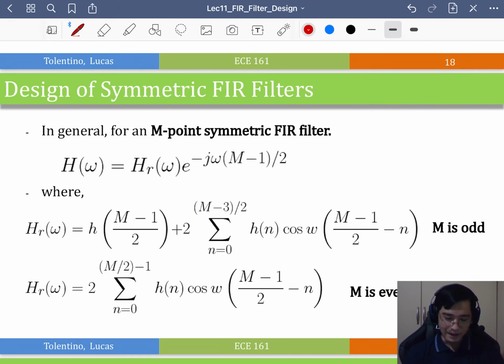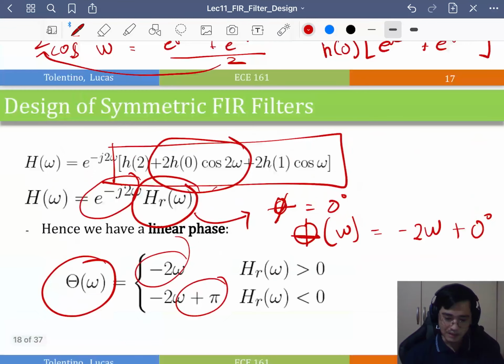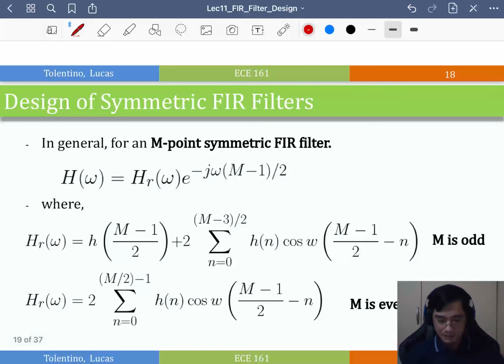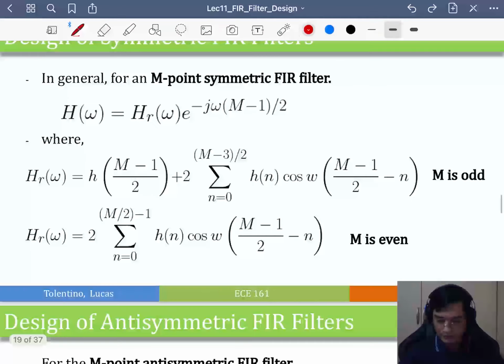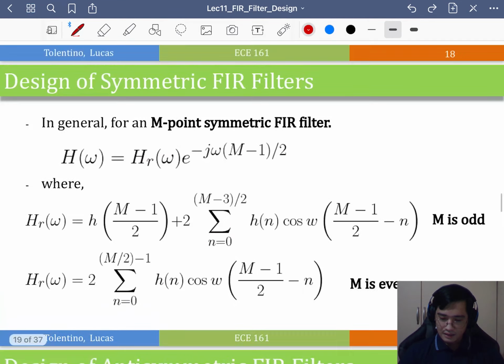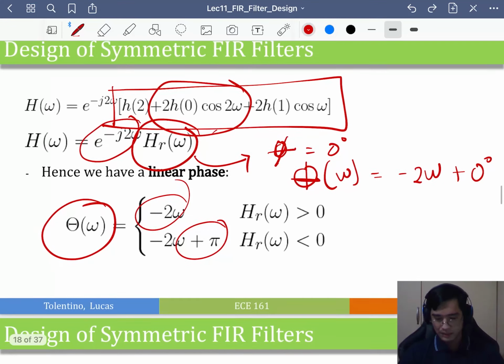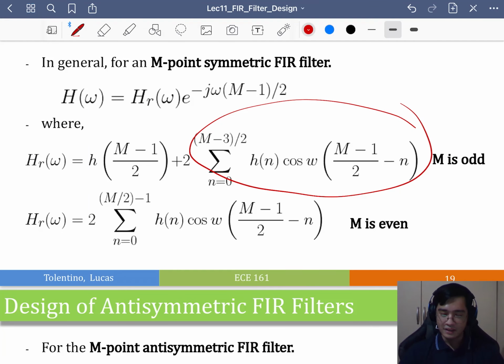Hr of omega is, recall, right? H of m minus 1 over 2 is the point of symmetry. So we have here some point of symmetry, h of m minus 1 over 2, plus some 2 multiplied by this function. Recall, right? The first term is h of 0 cosine 2 omega. So h of 0 cosine 2 omega. The next one is 2h of 1 cosine omega. So we have this pattern here. That is when m is odd.